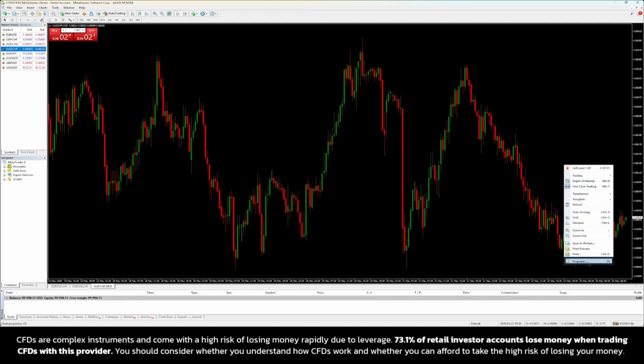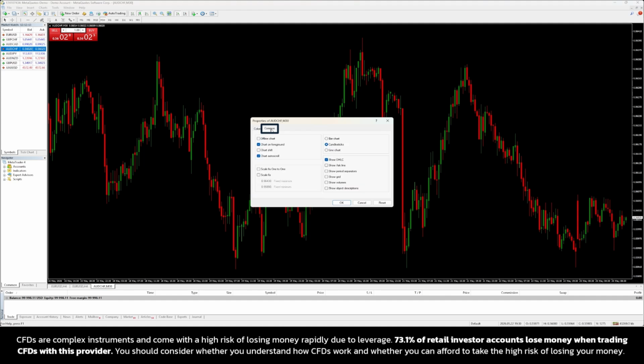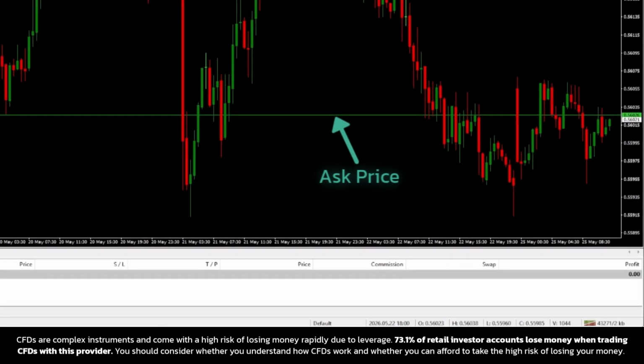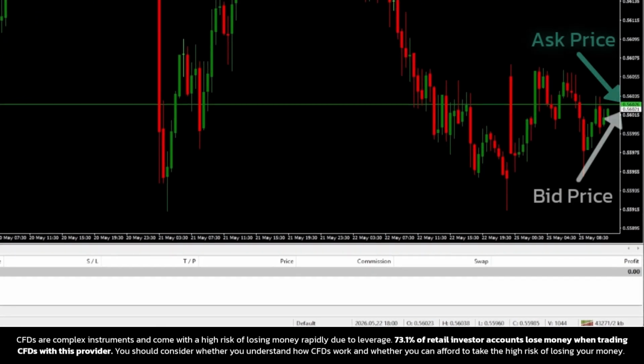So to make that visible, you enable the Show Ask Line setting in the chart options, which adds a horizontal line for the current ask price on the chart. That matters because trading decisions are not always based on the same side of the quote. Long positions are opened using the ask price, while the chart itself is drawn on bid prices.